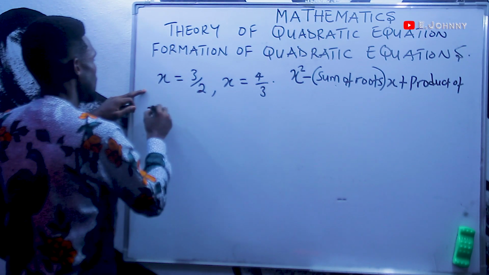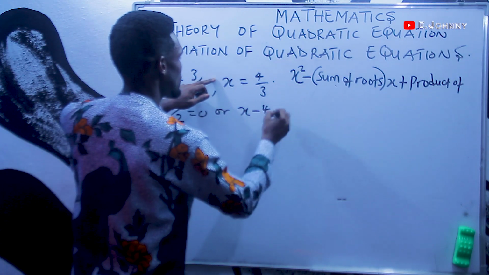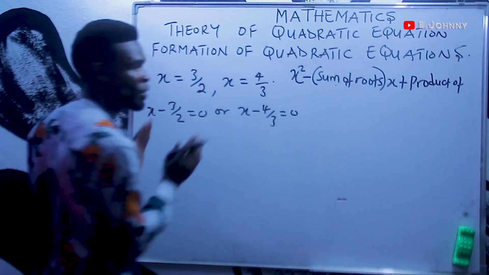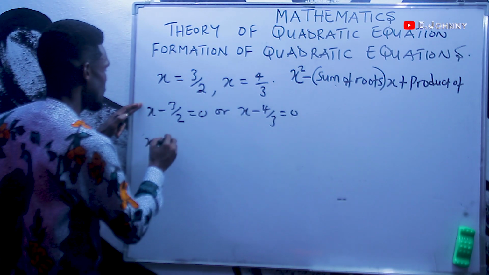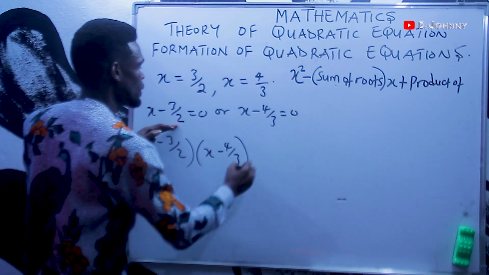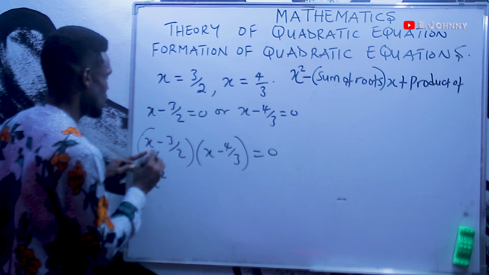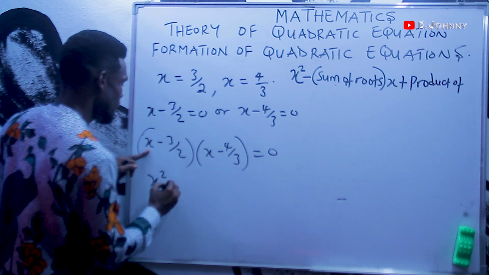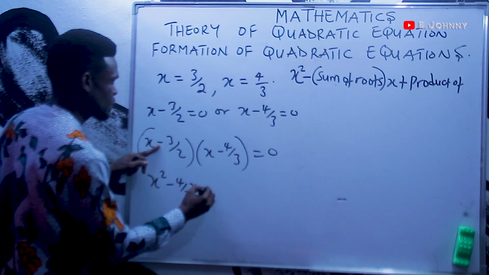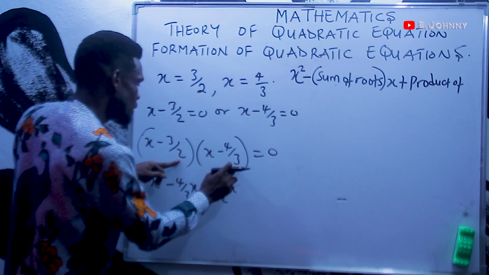So take this to this. You have x minus 3 over 2 equals 0, or x minus 4 over 3 equals 0. Okay, so multiply this and this, equate it to 0. So you have x minus 3 over 2 times x minus 4 over 3 equals 0. Let's open the bracket. x times x, x squared. x times minus 4 over 3, minus 4 over 3x. Minus 3 over 2 times x, minus 3 over 2x. Minus 3 over 2 times minus 4 over 3.